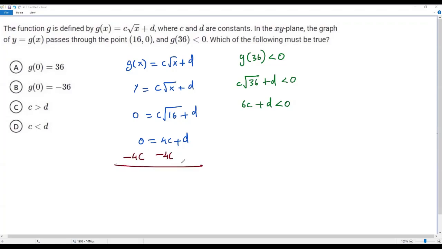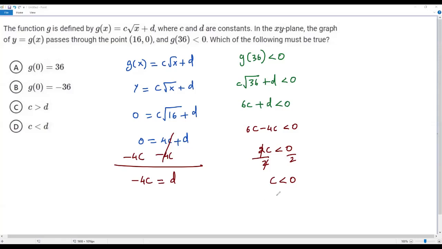So when I subtract 4c from both sides of this equation, I'm getting negative 4c equals D. Now we can plug in this negative 4c for this D over here. Then I'm getting 6c minus 4c less than 0. So the simplification of this is 2c less than 0. Then we divide both sides by 2. This 2 will cancel out. I'm getting c is less than 0.